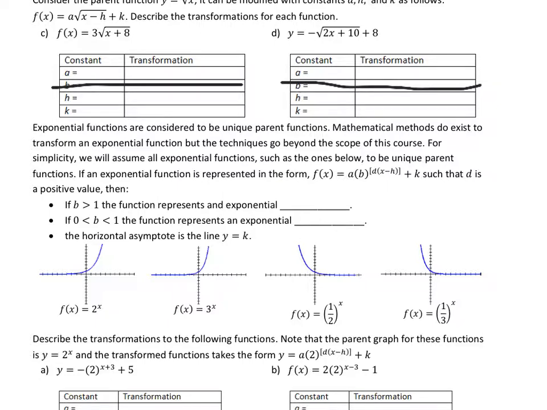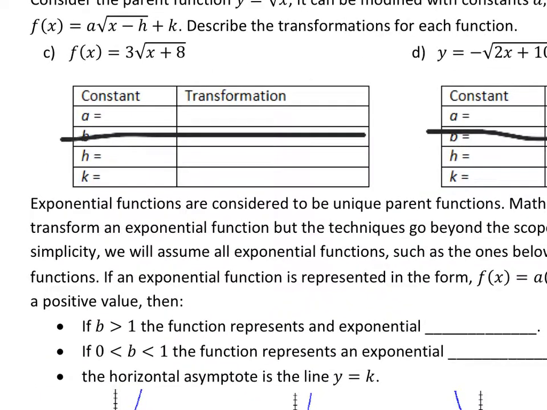All right, we're going to start and do C together, and then again, I'd like you to do D on your own. So C, f of x equals 3 times the square root of x plus 8. So again, the A is what's outside. In this case, our A is 3. And then the H is what's underneath the radicand. Underneath the radical is 8. And there's no shift up or down, so K technically is 0, and that's no shift.